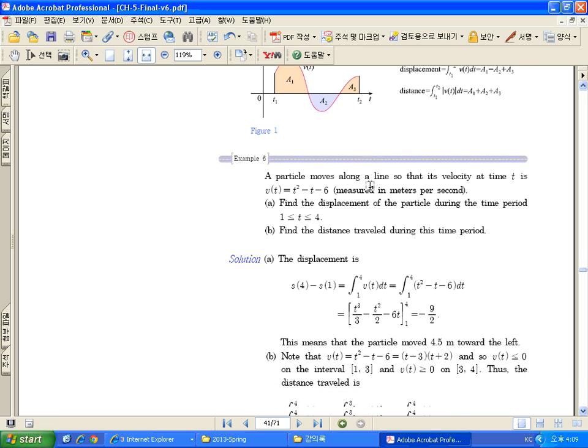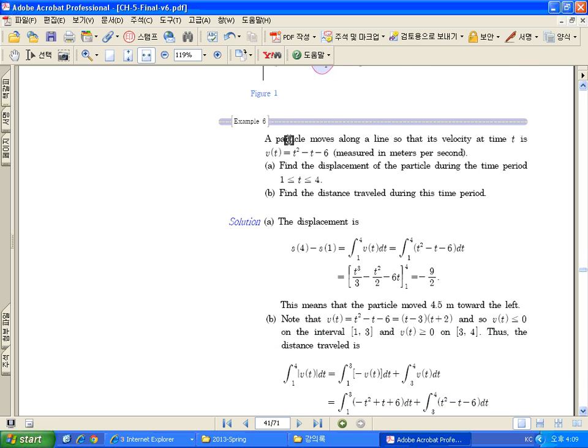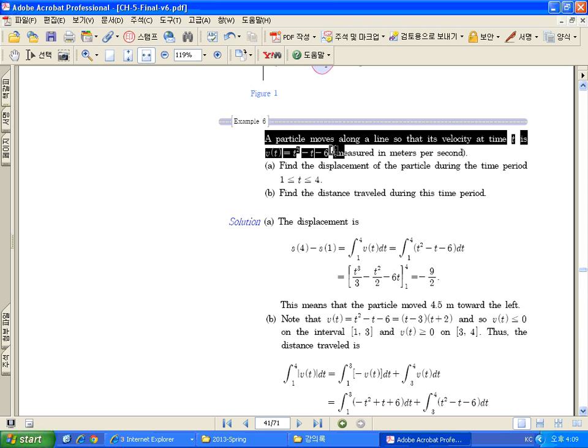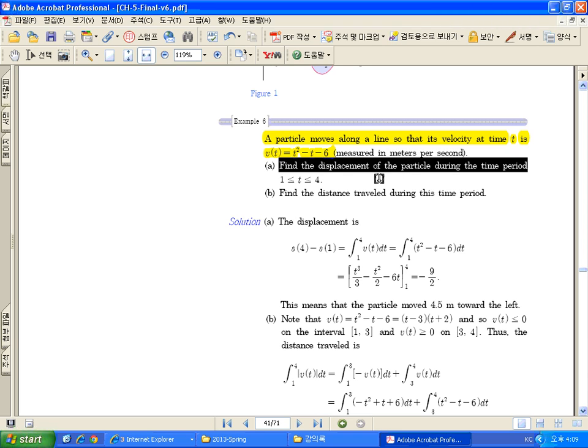Here is example 6. A particle is moving along a line so that its velocity at time t is this. Find the displacement of the particle during the time period from 1 to 4, and find the distance traveled during the time period.